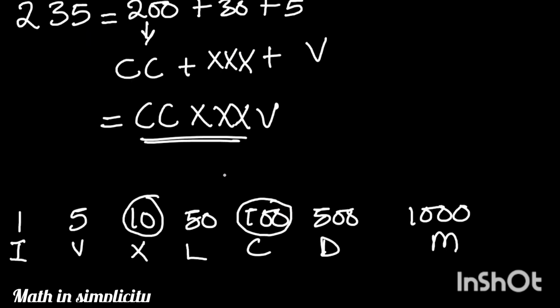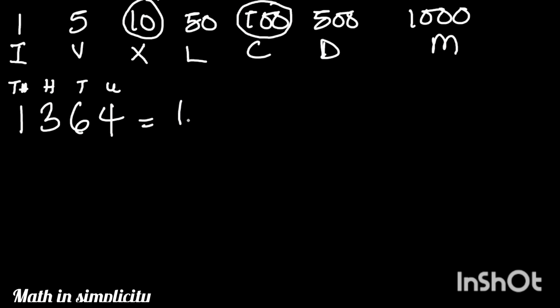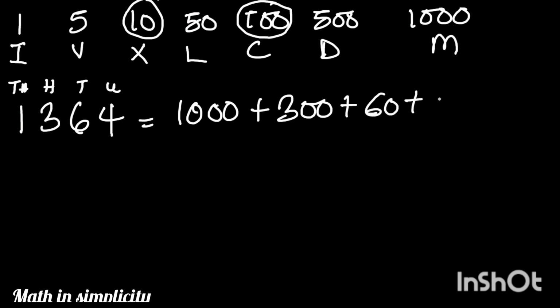Alright, let's try another one. So, what if we're asked to write 1364, for instance? This is units, this is tens, 100, and 1000. So that one has the place value of 1000, so that's 1000 plus 3 has the place value of 100, so 300 plus 6 has the place value of tens, 60, and then unit 4.